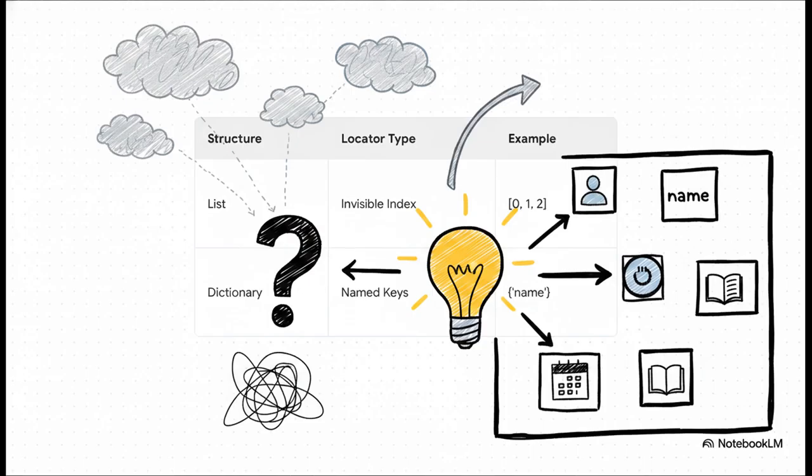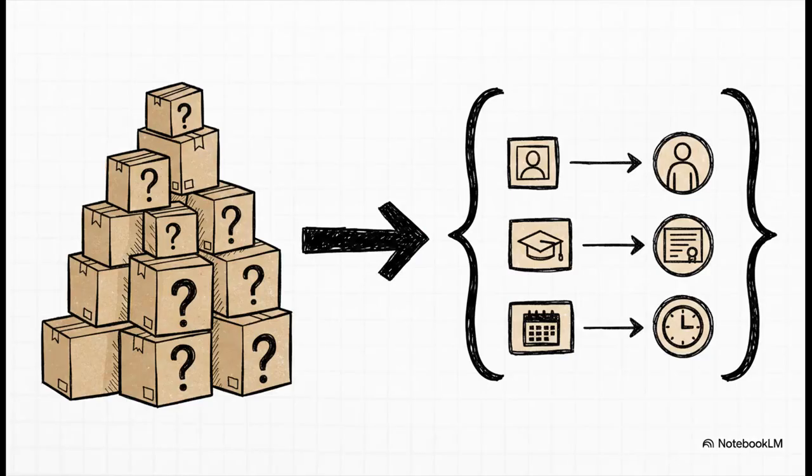A dictionary completely solves this by replacing those blind invisible numbers with explicit named keys. We literally just swapped the square brackets of a list for the curly brackets of a dictionary. Instead of asking for the data at index 0, you explicitly pair custom keys directly with their values. You tell Python, hey, the name is Qasim and the education is MS. All the guesswork is totally eliminated because your data structure is now highly readable, beautifully organized, and incredibly explicit.